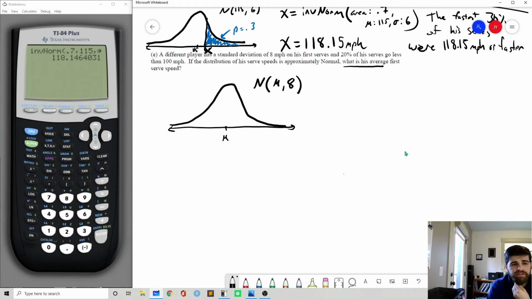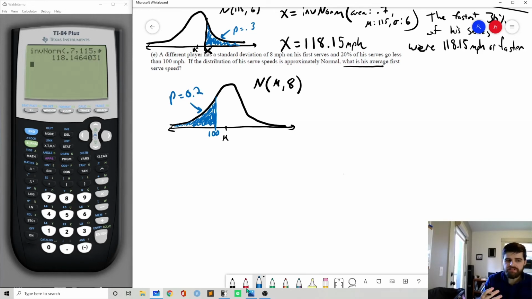But we do know that the slowest 20% of the serves go less than 100 miles per hour. So again, we can map out where 20% would be, a little bit less than 1 standard deviation below, because by our empirical rule, 1 standard deviation below leaves about 13 or 14% of our data. So 20% is a little bit more than that. All right, so this is 100. That's the x value that cuts off an area of 20% or 0.2.